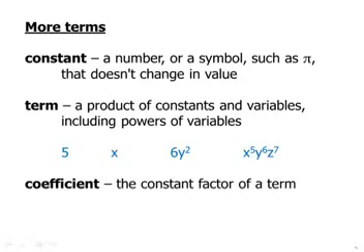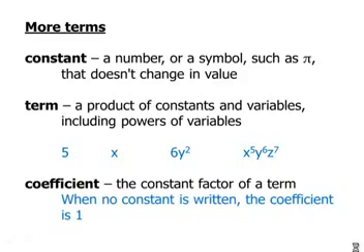The coefficient is the constant factor of a term. So for example, in 6y squared, the variable y squared is being multiplied by the number 6. So 6 is the coefficient. Now if we look at x, just x by itself, you might think, well, that has no coefficient. And this is subtle. When no coefficient is written, the coefficient is 1. Because, of course, x equals 1 times x. We wouldn't write the 1. That would be kind of redundant. But the point is, x has a coefficient of 1.